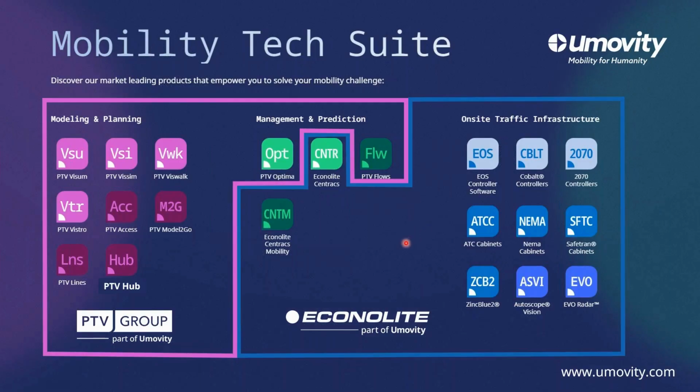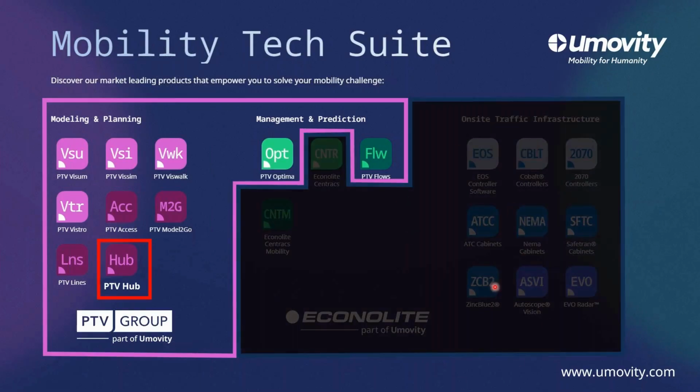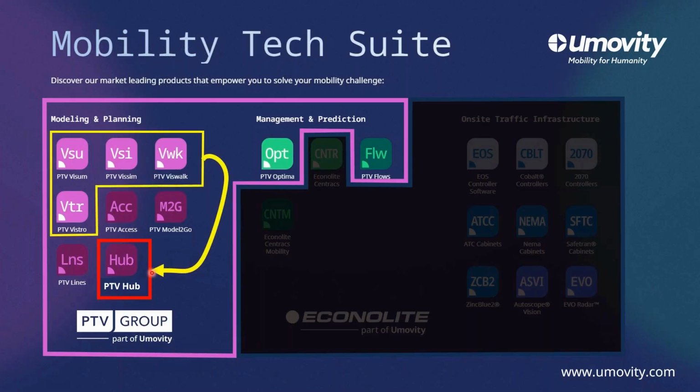And basically, if you just gray out the Econolite side of things right now, you can see PTV Hub is this icon here. It's the darker pinkish icons. That means it's a cloud product within our color system of icons. And PTV Hub will incorporate the desktop products that we have. So again, Vistro, Visum, Vissim, Viswalk, these will all be made available and functionality made available within PTV Hub. So that's kind of the overall picture and what that looks like within our product suite.